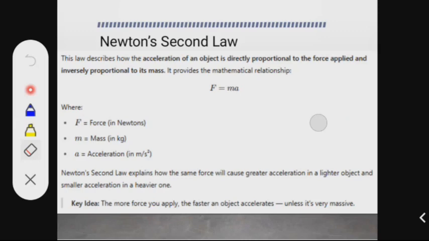So Newton's second law is very simple. If you can remember this, it always starts with acceleration, letter A. It is directly proportional to the F and inversely proportional to the M.